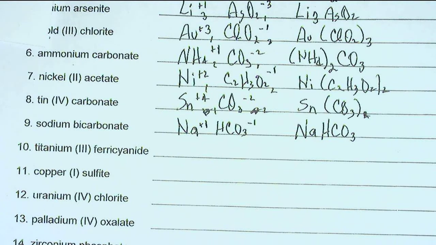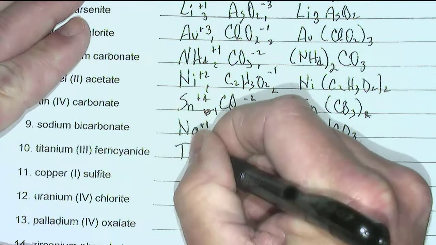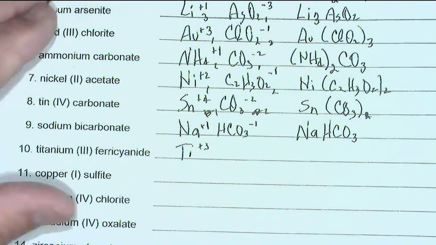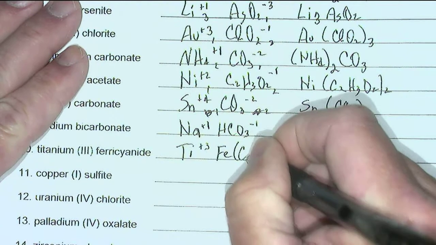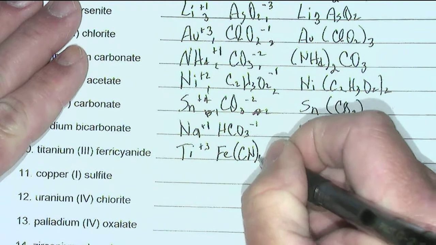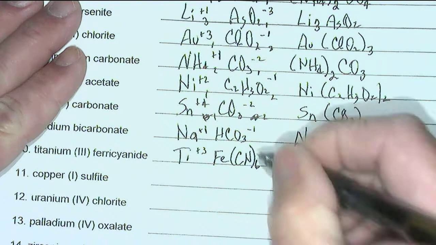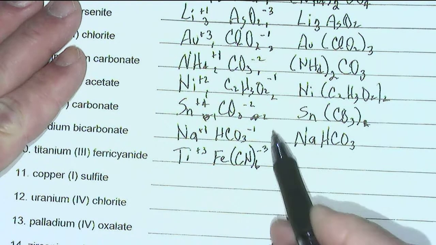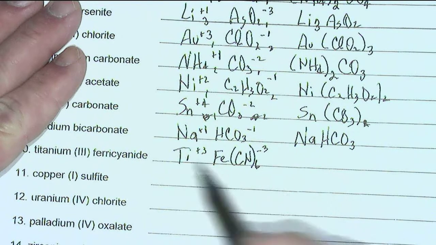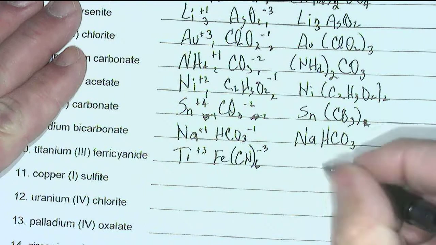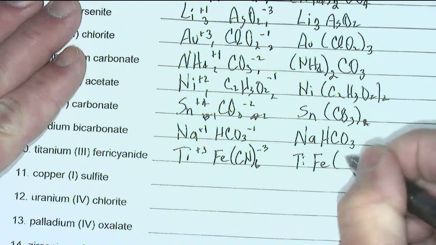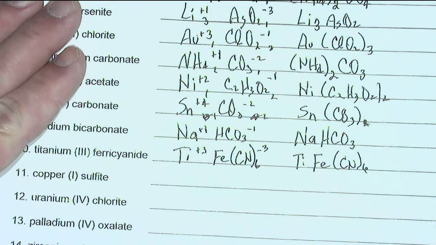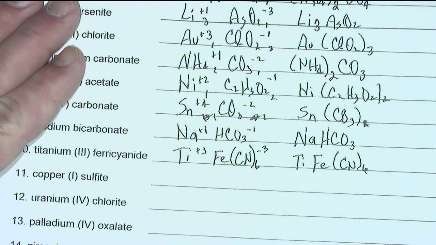Titanium 3 ferrocyanide. Okay, titanium is a +3 in this compound. Here's that funky looking ferrocyanide ion. It has an iron and then it has actually 6 cyanide attached there. So that one is a -3. So you can see 3 and 3, that these 3's are going to cancel out. So this one, the 3's cancel, so it looks just like this, TiFe(CN)6, titanium 3 ferrocyanide.